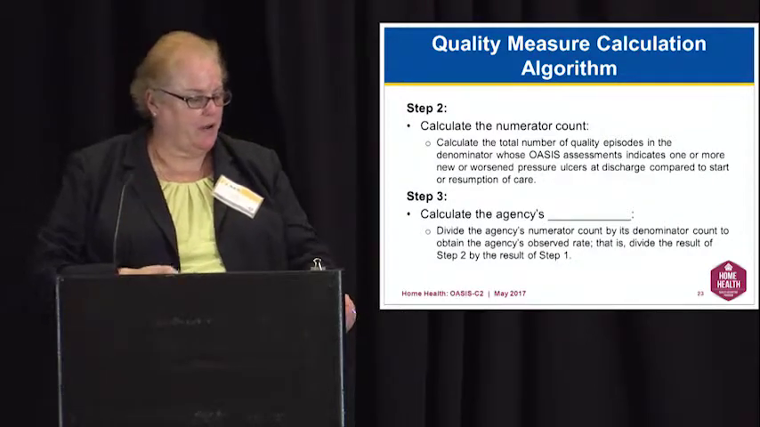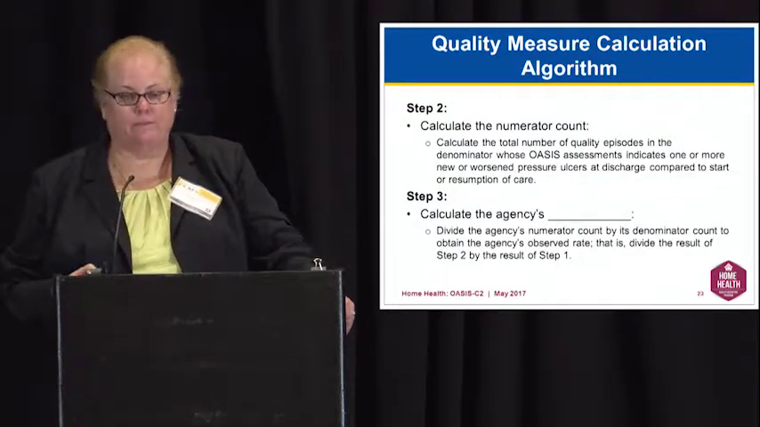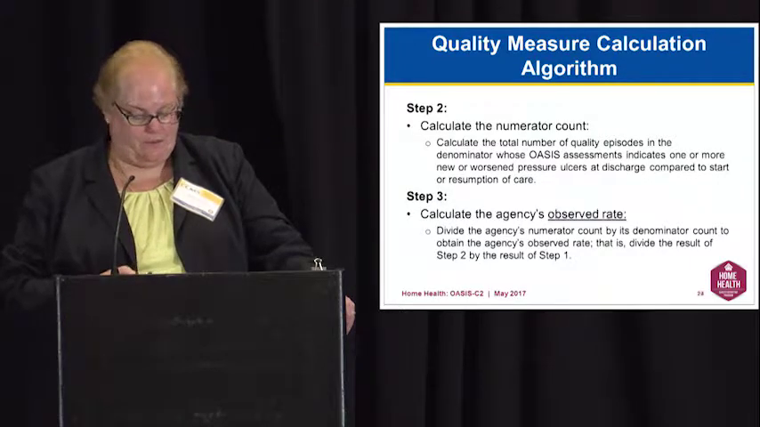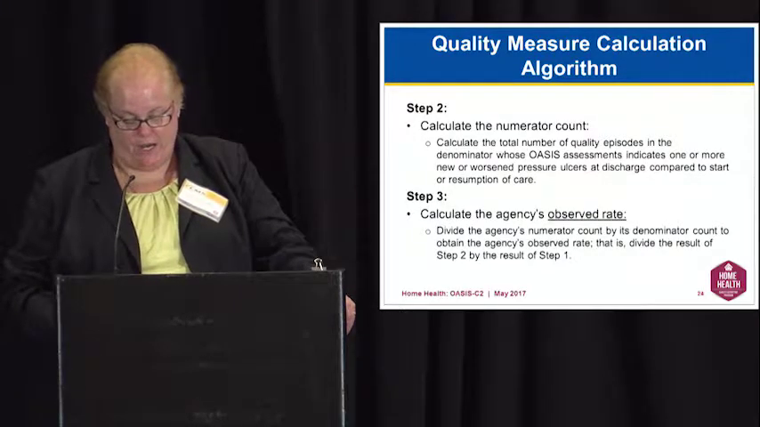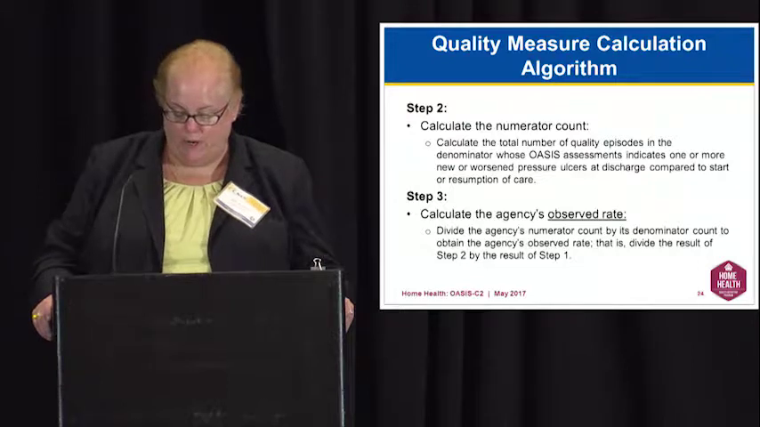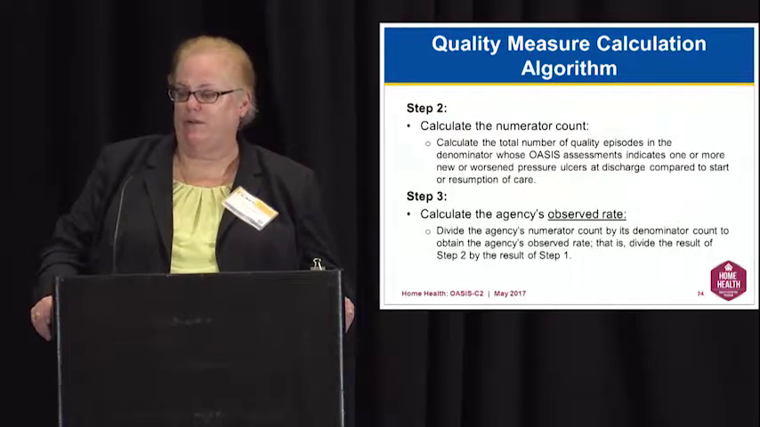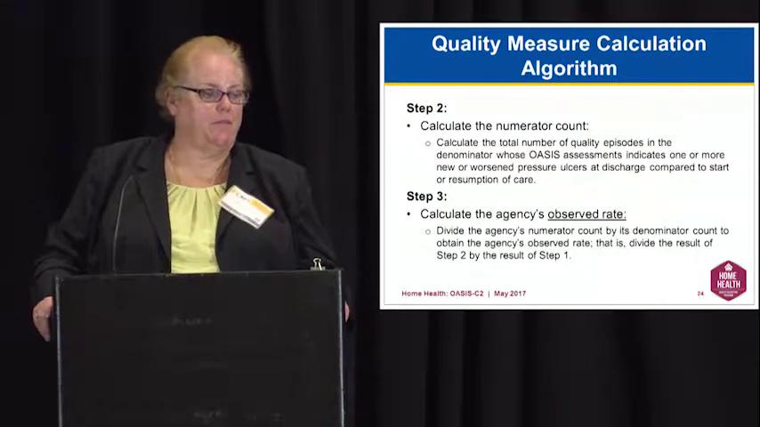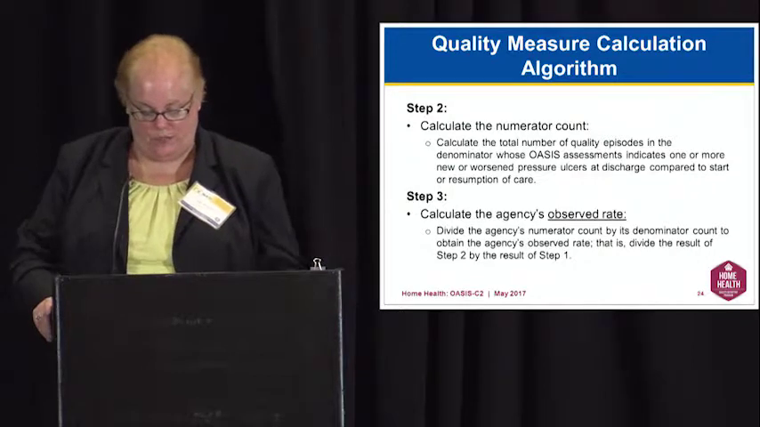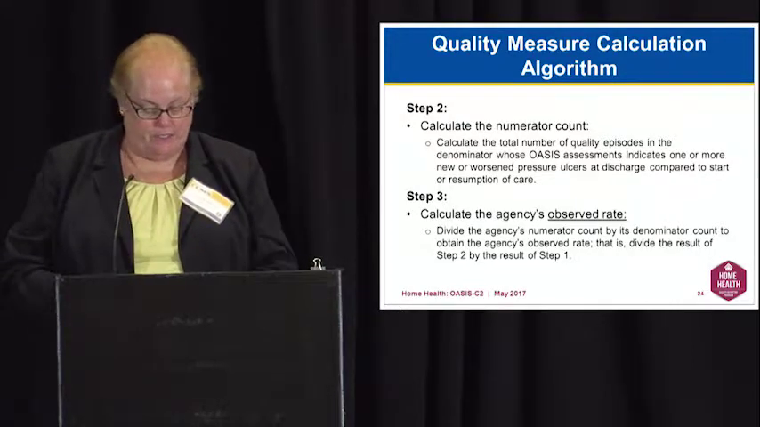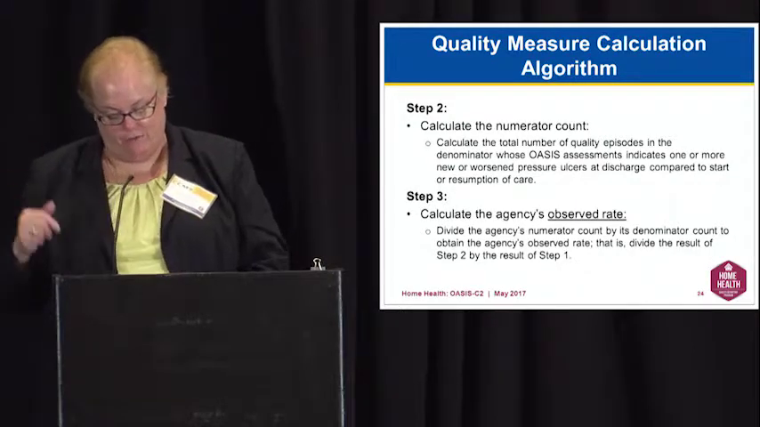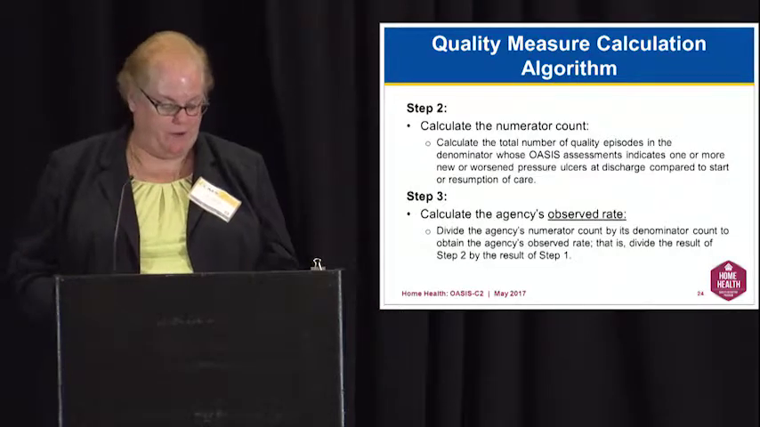Then we want to calculate the agency observed rate. And you divide the agency numerator count by the denominator count. Now that's fairly simple math. Most of us can do that, and that would actually give you your observed rate. And it tells you to do exactly that, divide result of step 2 by step 1.